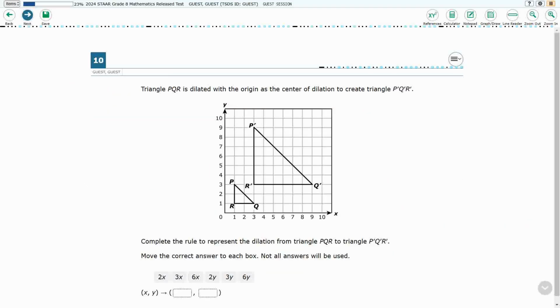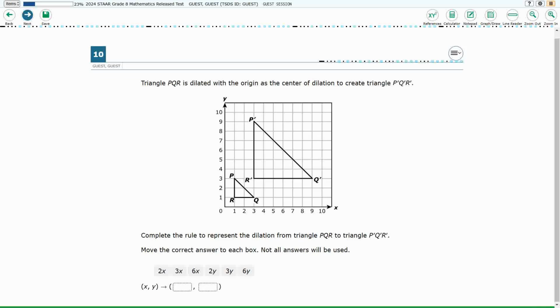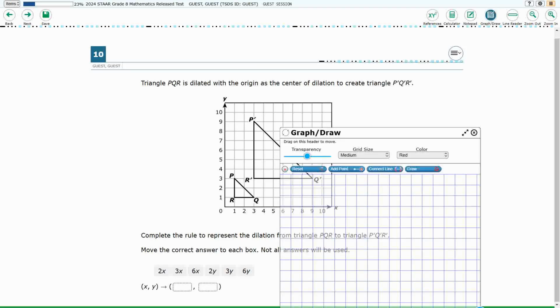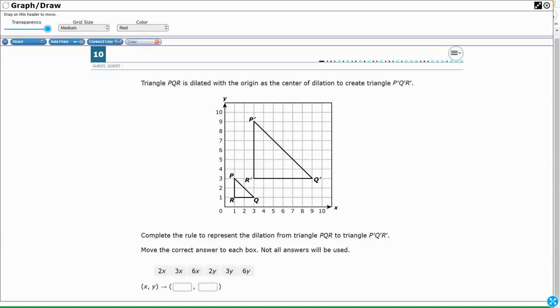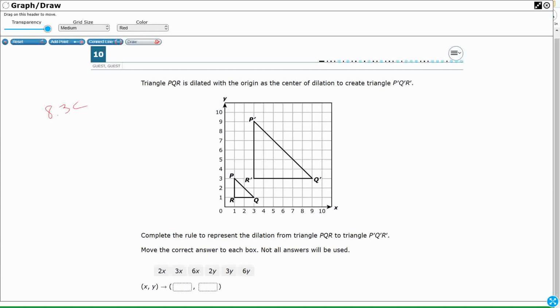For number 10, we are representing dilations here. You see we have a drag and drop, so this is a 2-point problem here. This is standard 8.3c. So we have a small triangle, and it's dilated with the origin at the center of dilation, and it's creating a large triangle, P prime, Q prime, R prime. So we need to create a rule.